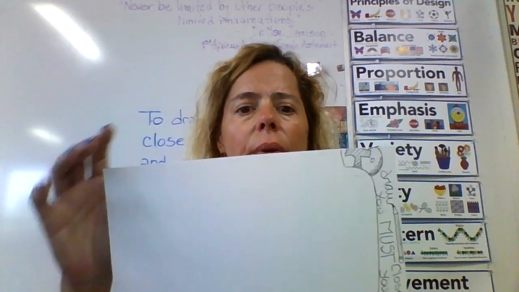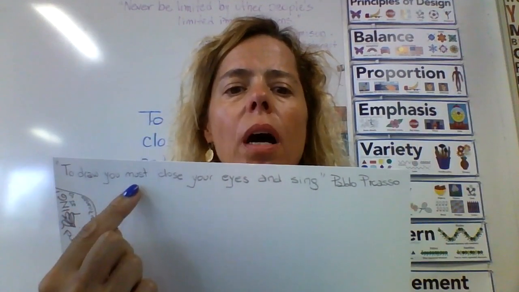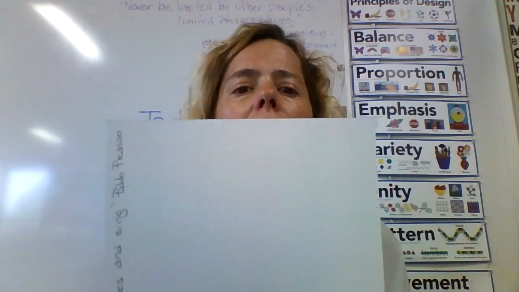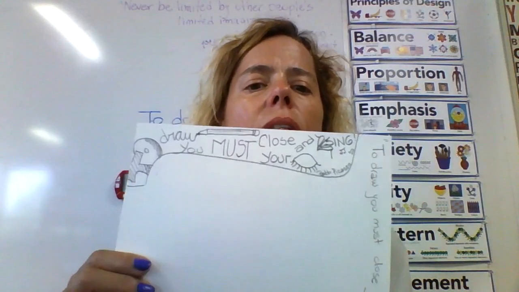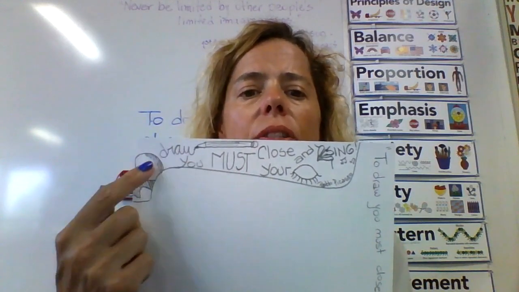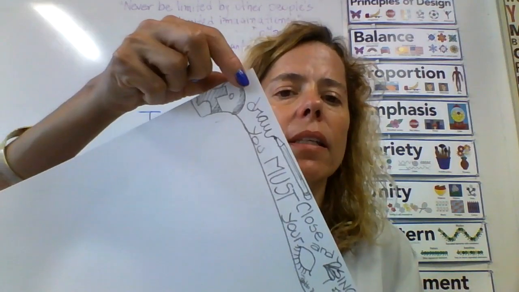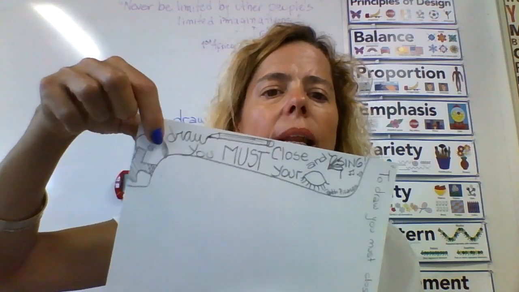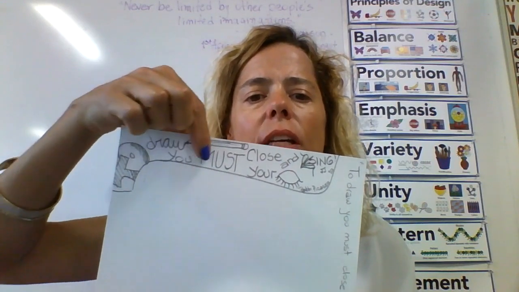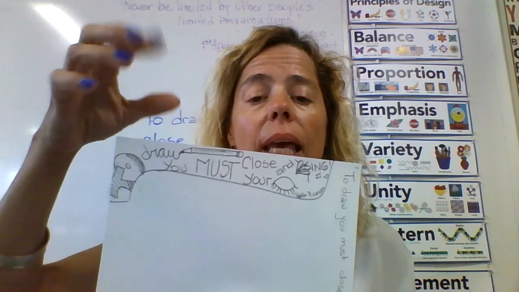So now that we have, oops, sorry, the quote, here it is. To draw, you must close your eyes and sing, by Pablo Picasso. I decided that what I like to do was, instead of doing the star shape or something else, I just took a blank piece of paper and redrew this. And you can see that I put the two, and then I made my draw, and I added a pencil, changed the font, changed the size, because I thought must was very important in my case.